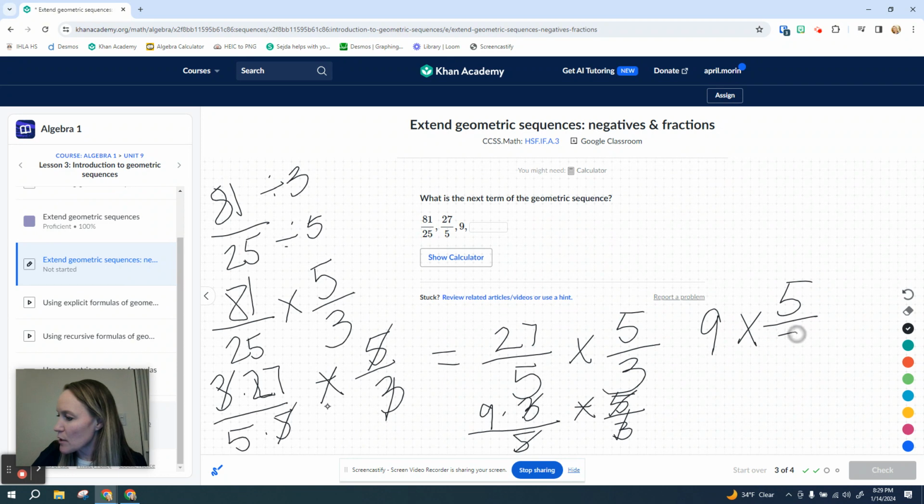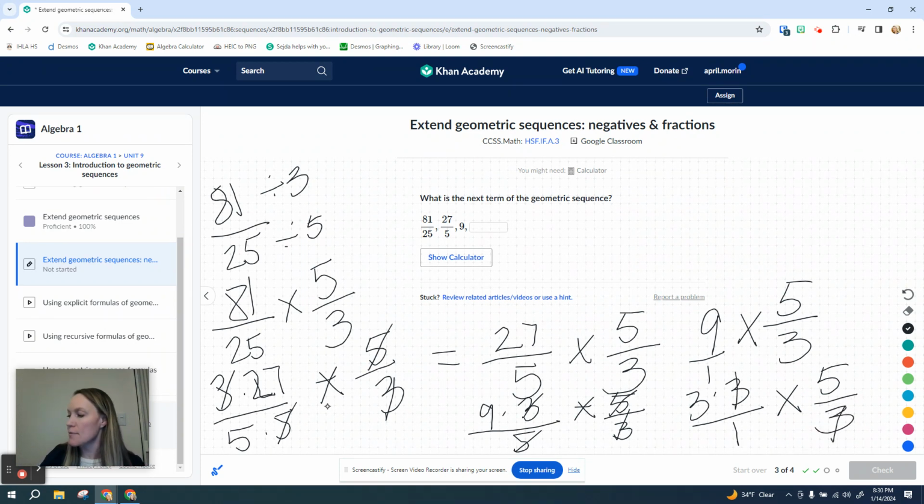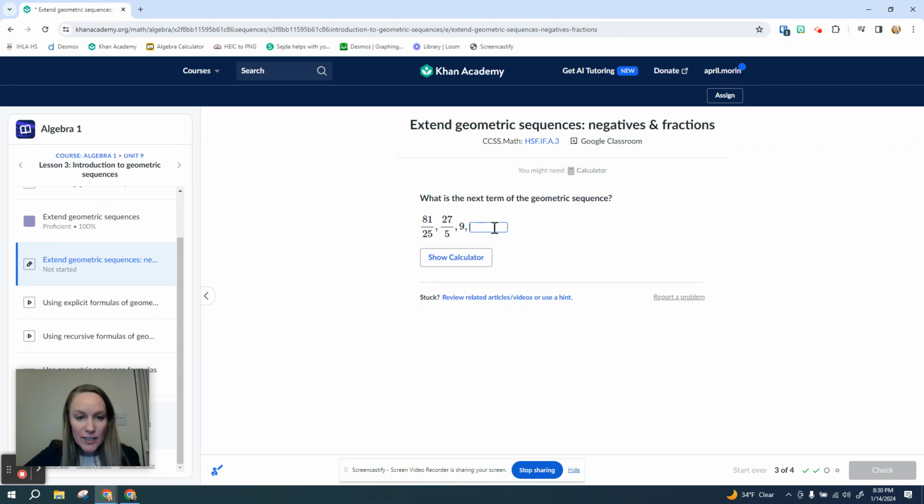Remember, we need term number 4. I'm going to rewrite my 9. Remember, we can always stick a 1 in the denominator because this is a whole number. I have 9 whole pizzas, so 1 in the denominator. So I'm going to rewrite 9 as 3 times 3 divided by 1, times 5/3. So what cancels? 3 cancels with 3. Now I get 3 times 5, which is 15 over 1, which means it's a whole number. So it's just 15. That's my answer, 15.